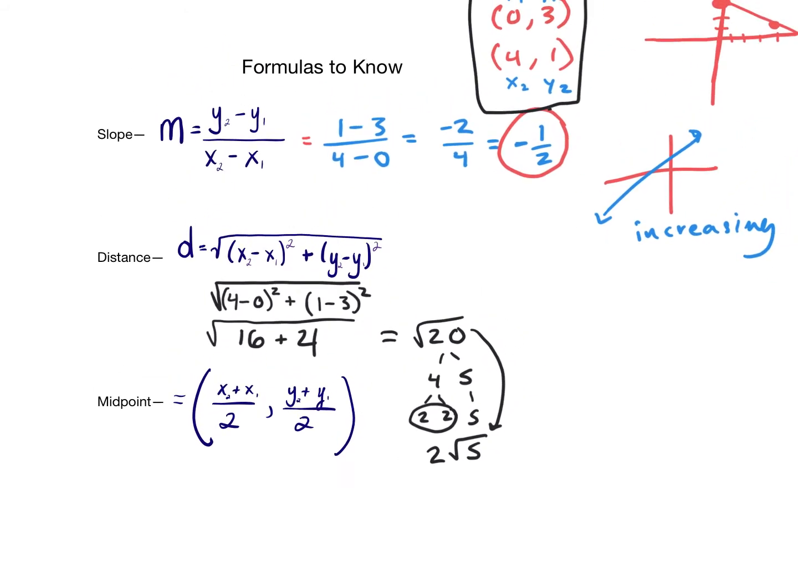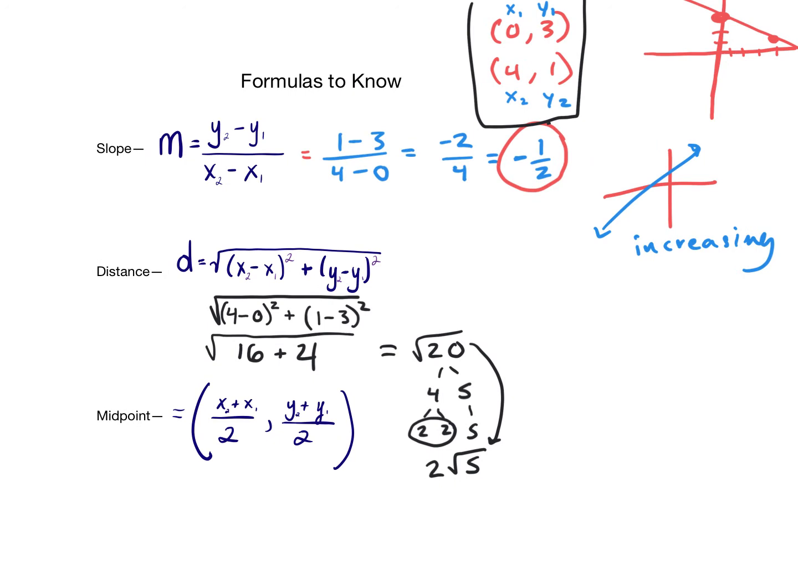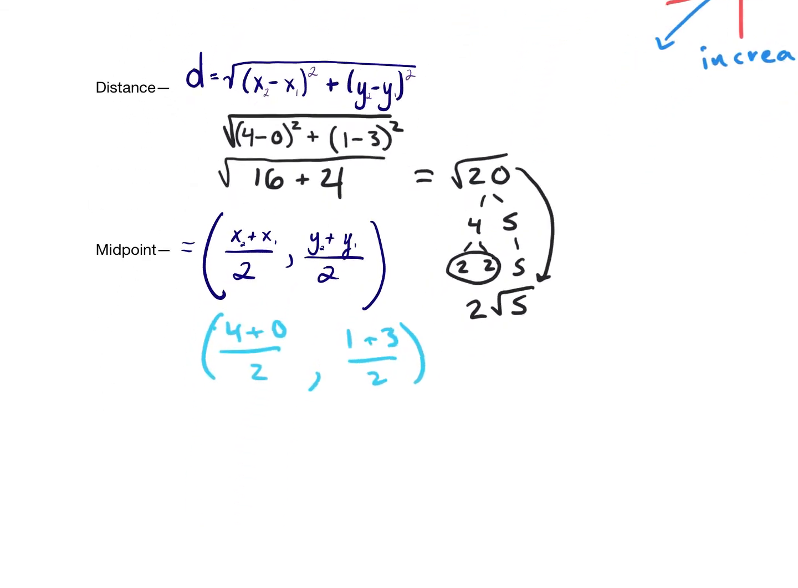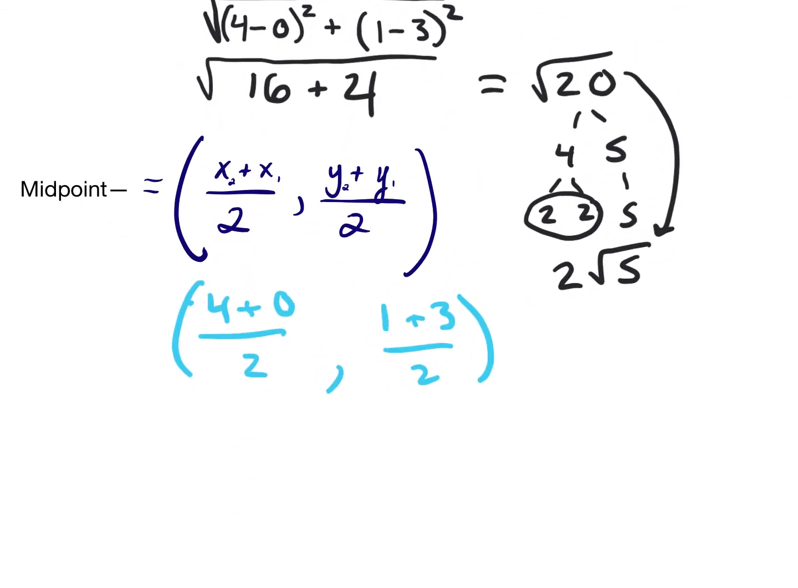All right, we're going to find the midpoint of the same 2 points. So again, we just plug them in. So my x2 is 4 plus my x1, which is 0, over 2. My y2 is 1 plus my y1, which is 3, over 2. So I'm just finding the average of the x's and the average of the y's. Finding the middle of the x's and the middle of the y's.